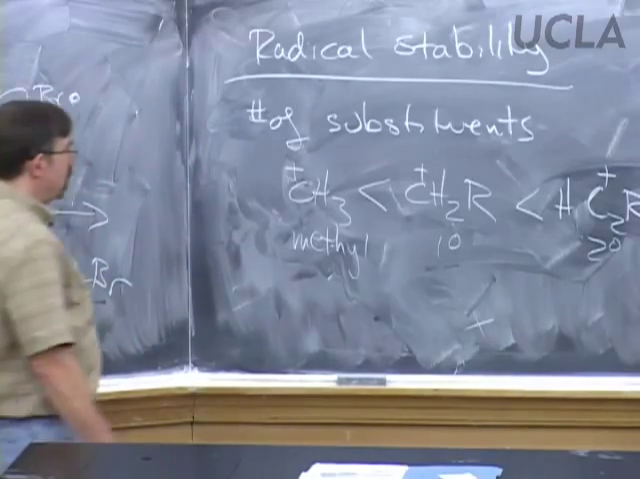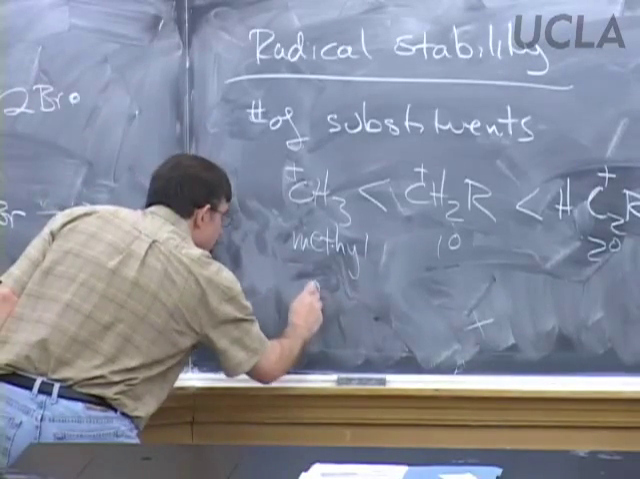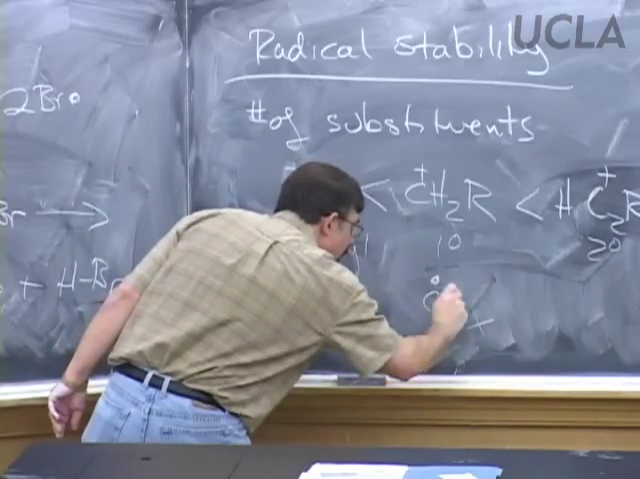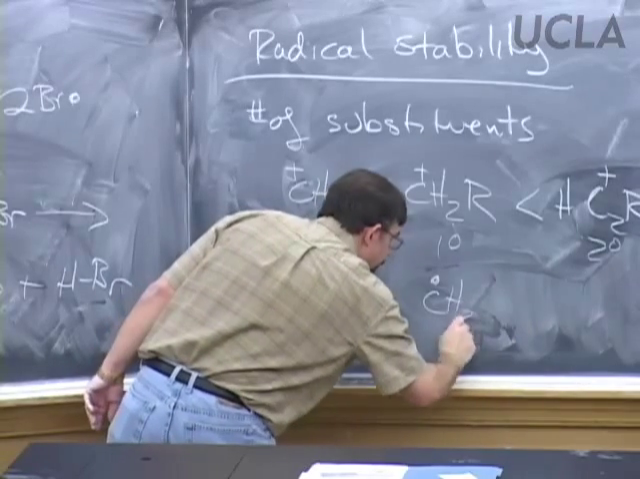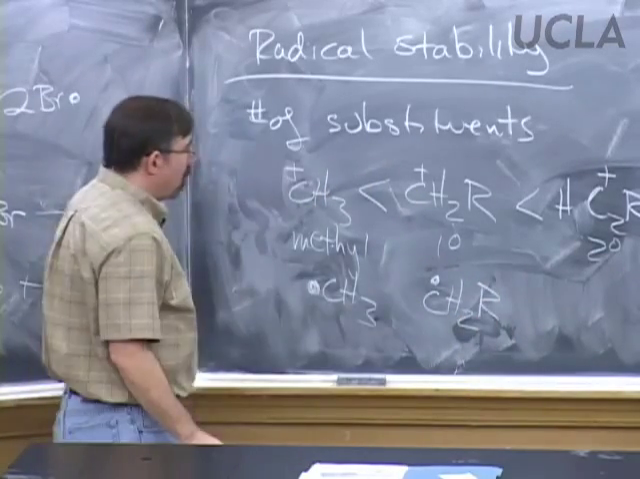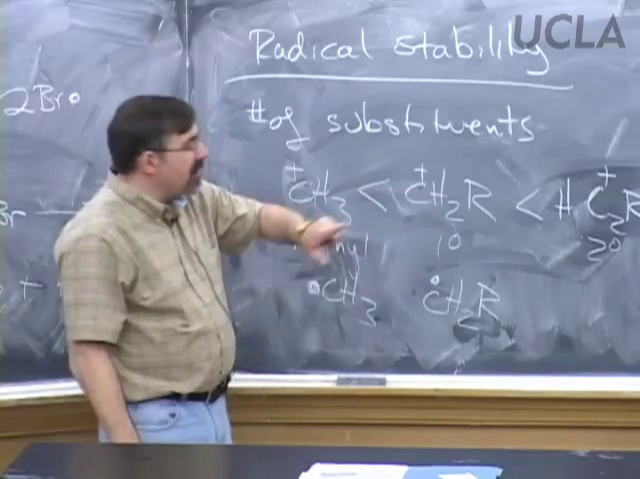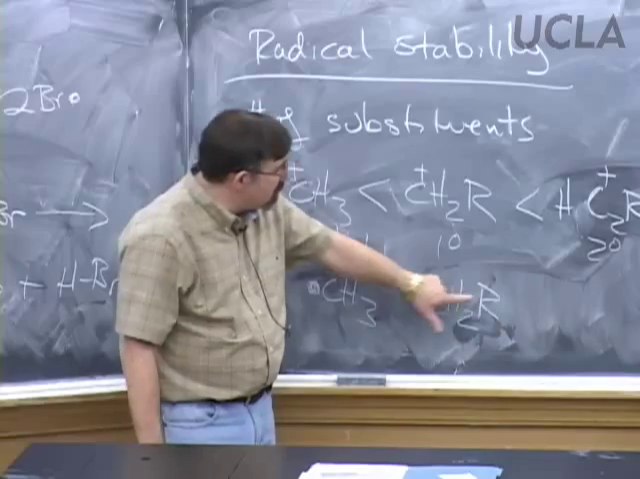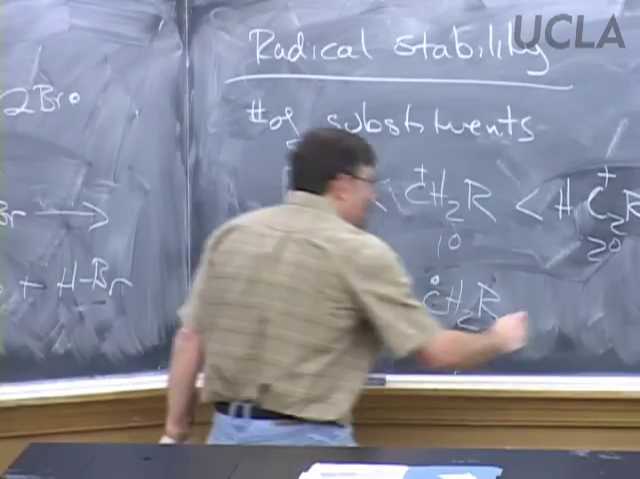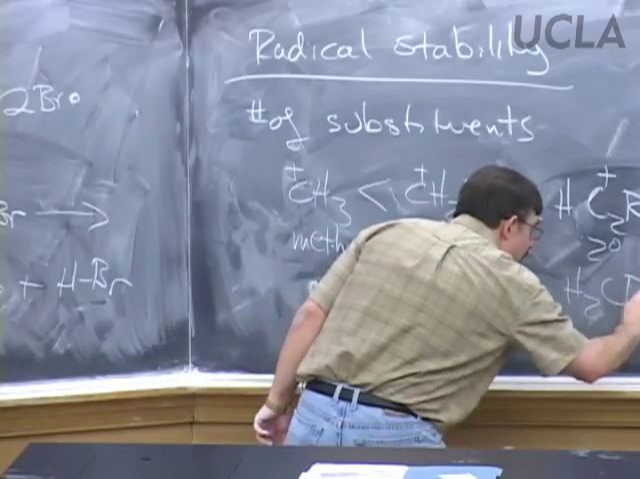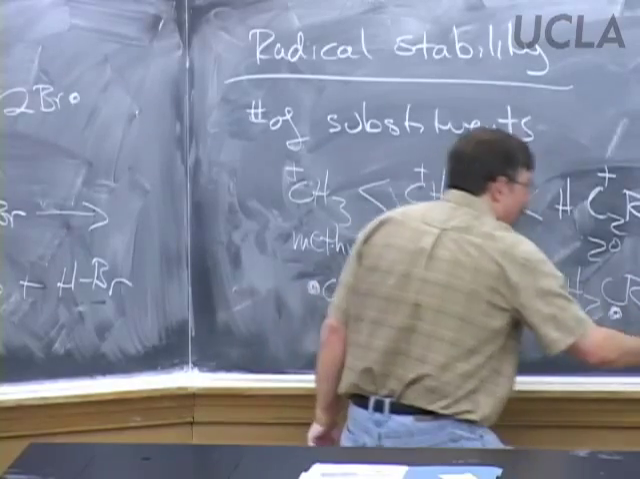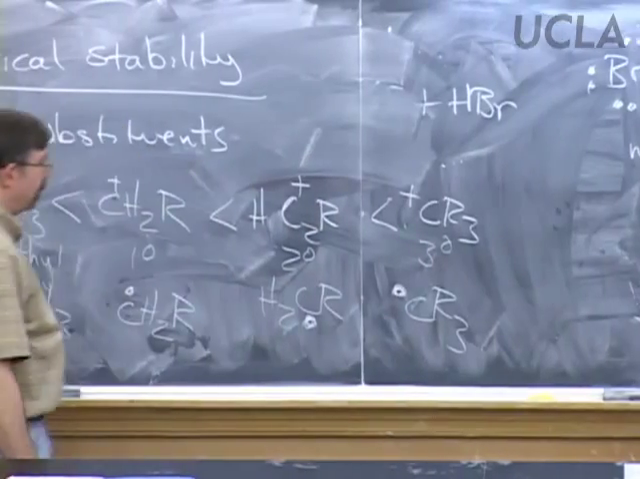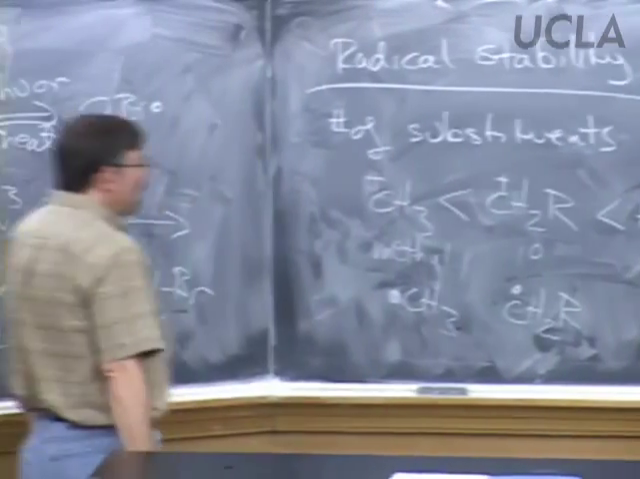Now, what about radicals? Let's compare same radical. CH3, methyl radical, a primary radical. We call this primary radical for exactly the same reason we call this a primary carbocation. The carbon that bears the unpaired electron is directly attached to one other carbon. Then we have a secondary radical and a tertiary radical.